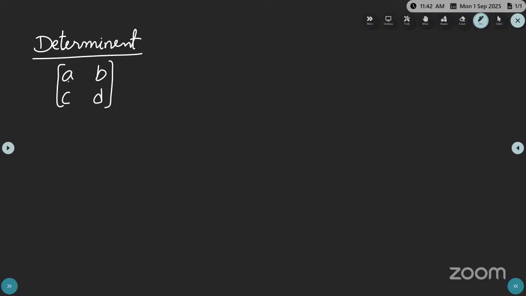Minor of A is, leave this row and this column. Minor of A is D. Minor of B is C. Minor of D is A. Okay. Minor of an element. Minor of an element Aij. Write it.